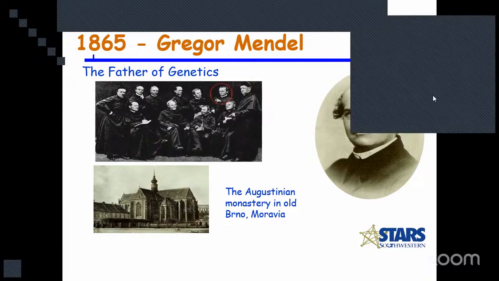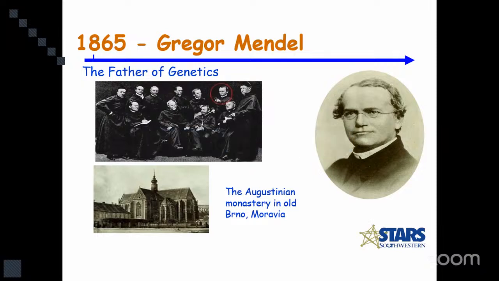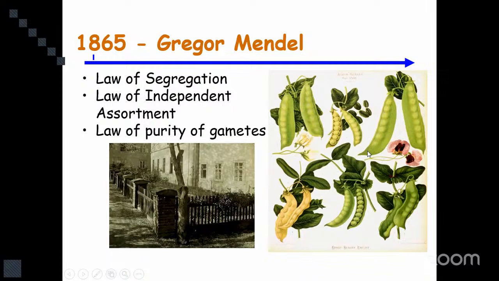Remember from our history, we told ourselves that Gregor Mendel has been recognized as the father of genetics because of the series of experiments he conducted that led him to promulgate three laws that we saw in our last class. And these three laws are the law of segregation, the law of independent assortment, and the law of purity of gamete. We saw the place where he conducted the experiment and the species of plant, which is Pisum sativum, which is called the green pea.